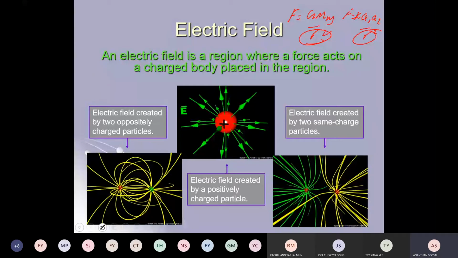Okay, let's move on. Next is electric field. In AS, you learned what is electric field and what is electric field strength. So what is electric field? The definition is on top. Electric field is a region where a force acts on a charged body placed in the region. These are the patterns of electric field. In past years, the type of electric field they ask you to draw is only the point charge. They ask to draw for the positive charge. Positive charge, of course, is going outward.